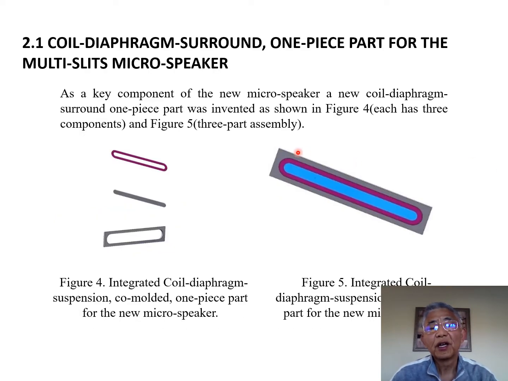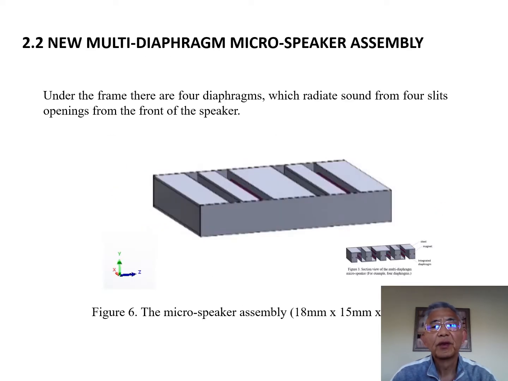So this is the diaphragm. The diaphragm is an integrated part. It has a coil, diaphragm, and the surround. The surround edge should attach to the micro speaker frame seamlessly. So this is the assembly. 4 slits radiate sound. This is a cross-section view.